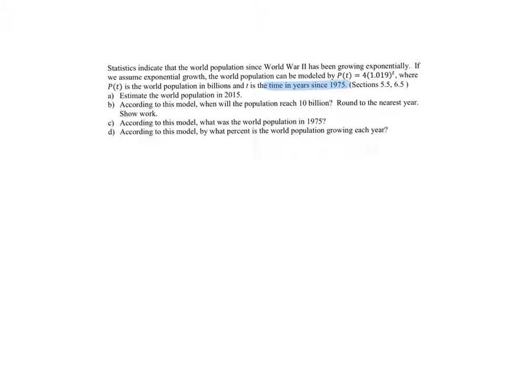So the first thing that we need to do is figure out what is 2015 in terms of years after 1975. For A, start off by subtracting. We can now plug that into our function. So we get p of 40 equals 4 times 1.019 raised to the 40th.